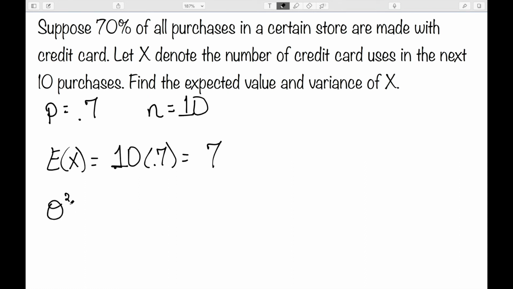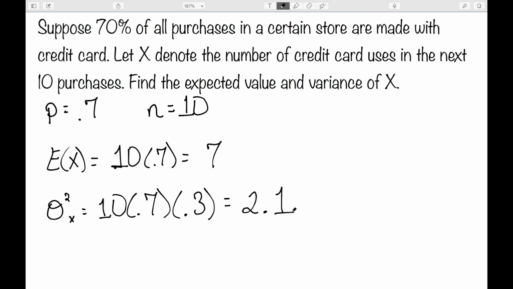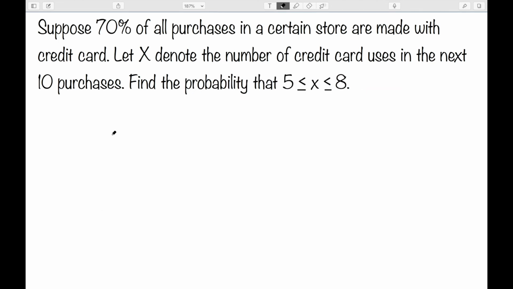The variance is given by n times p times 1 minus p. 1 minus 0.7 is 0.3. And if we work this out, we get 2.1. So the variance of this particular binomial distribution is 2.1.